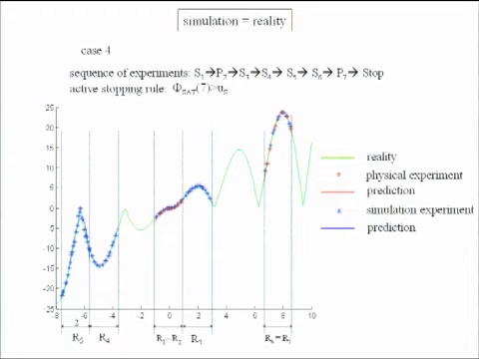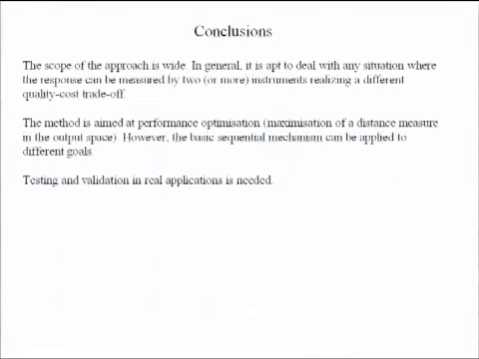Okay, so it seemed to work, but it's just initial tentative. The software is there. We have to do a lot of experiments on the software. So just to summarize, the scope of this approach is wide in general, because we can deal with any situation where the response can be measured by two instruments realizing a different quality cost trade-off. So there is space for extensions.